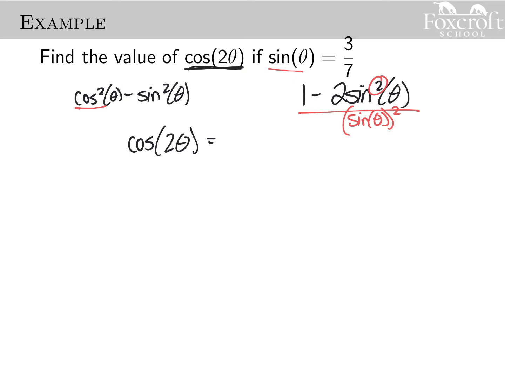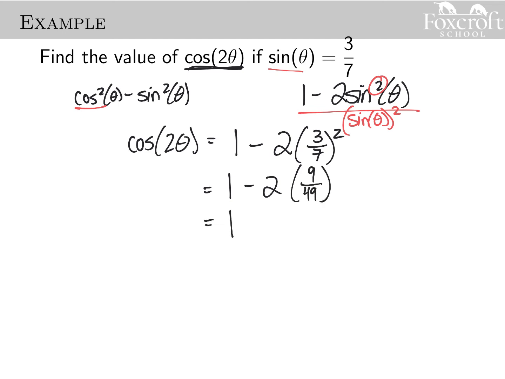So when I put this in, it's going to look like this. Instead of sine of theta, I'm going to put what it's equal to, 3 over 7, and that's squared. So that's how I can plug that into the equation, remembering where that squared goes. And then it's just order of operations, remembering that exponents happen first. Then multiplication is going to happen. And then the subtraction, but to do the subtraction, I have to get a common denominator.